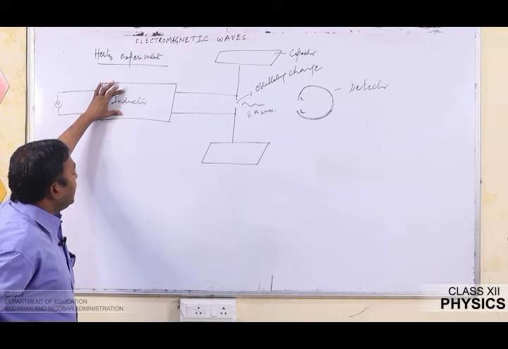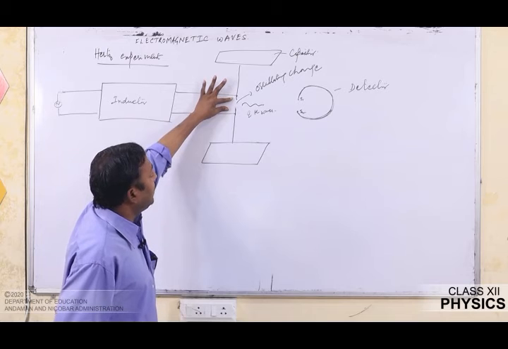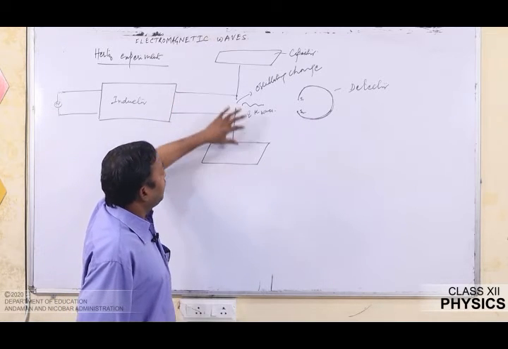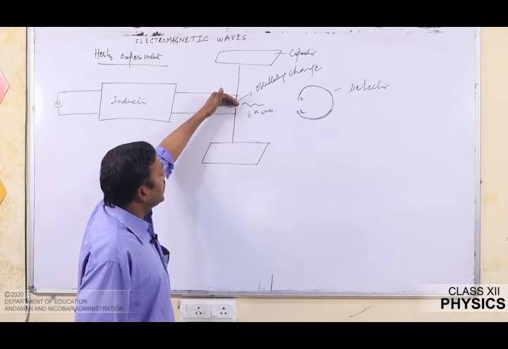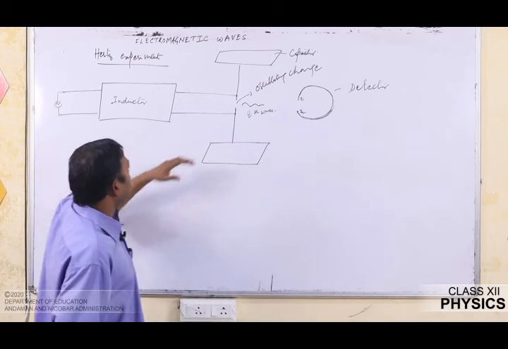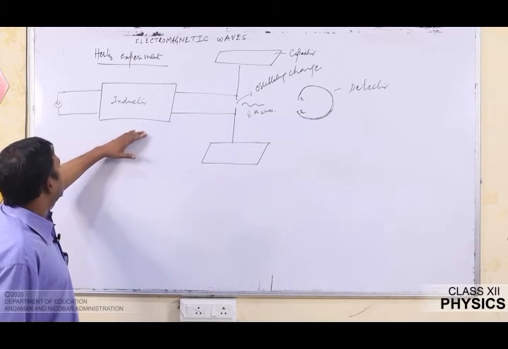As a result of that, it produces a high electric field. This electric field acts between the two capacitor plates, and finally the wave which is produced here is detected by a detector. Let us try to understand in greater extent.